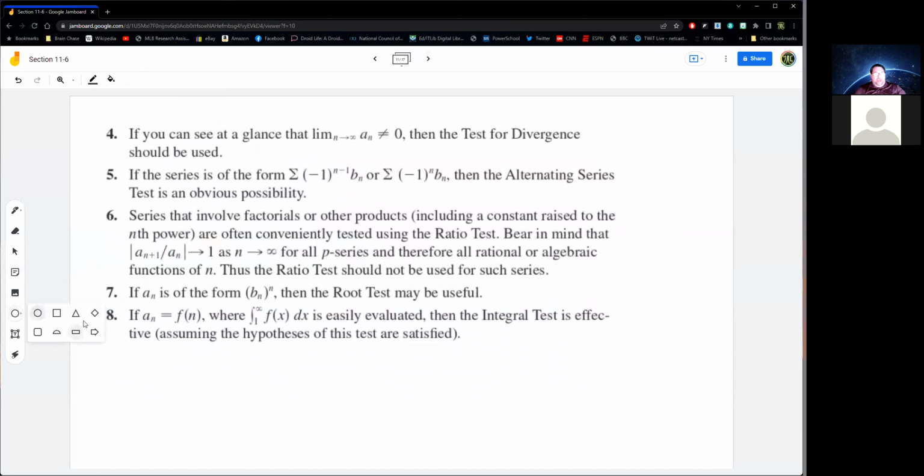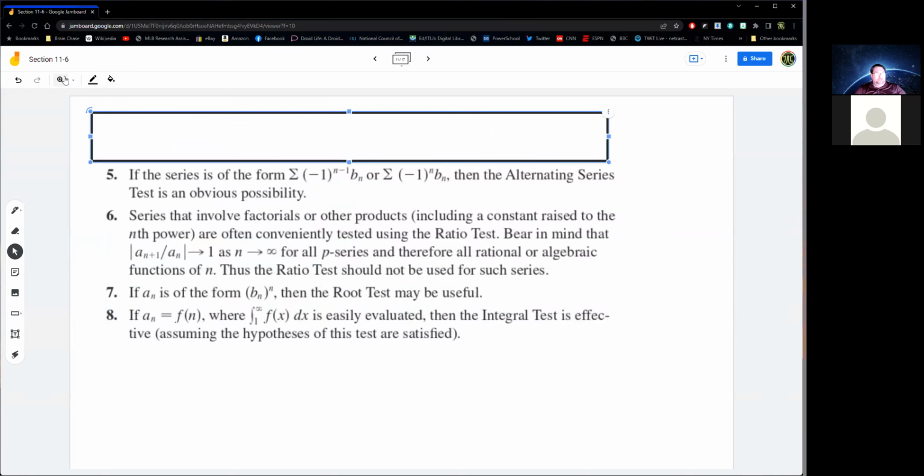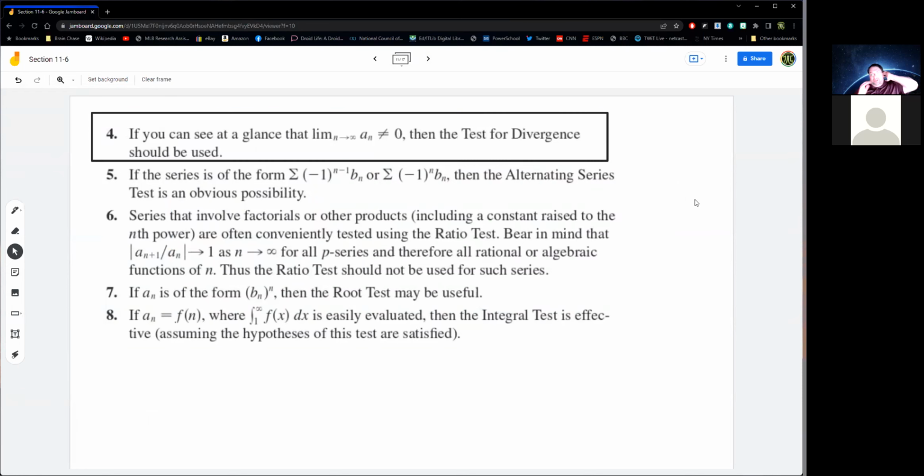Is if you can just literally look at it. Transparent. If you can literally look at the problem and go, you know what? That limit, if I kept going, is never going to equal 0. Then the test for divergence might be a good thing to use. Notice how we're eliminating a lot of the little things that we have to deal with before we even get to the more complicated tests.